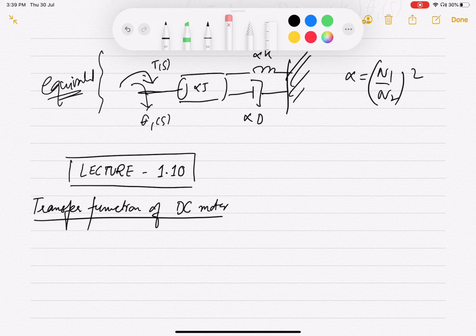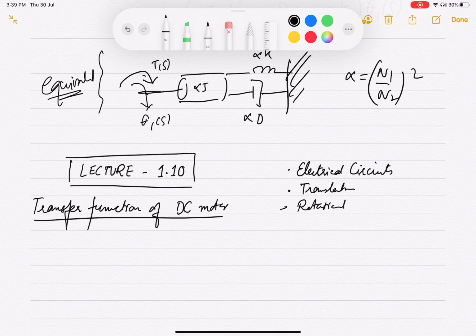In this lecture, we are going to look at the transfer function of DC motors. So in the past few lectures, we have looked at transfer functions of electromechanical systems. We have seen transfer functions of electrical circuits, and transfer functions of translational mechanical systems and rotational mechanical systems. So in this lecture, we are going to look at the transfer function of a DC motor.